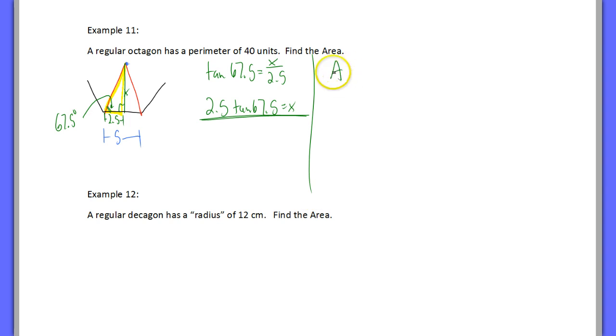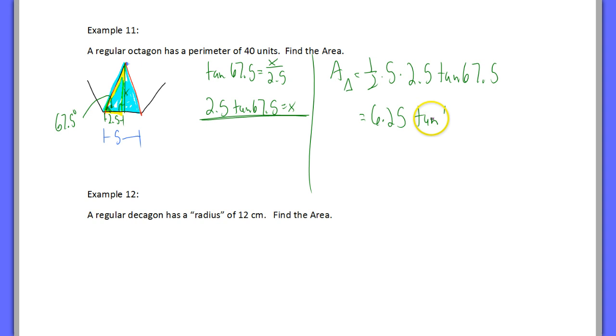Block that off. The area of the triangle then, of this turquoise triangle, is going to be 1/2 times the entire base, which was 5, times the height of that triangle, which we just found to be 2.5 times the tangent of 67.5. If we multiply the coefficients out front, we would get 6.25 times the tangent of 67.5. So here is the exact area for that turquoise triangle. We don't stop there because that's just the area of that triangle. We have to go a little bit further. So I'll block that off.